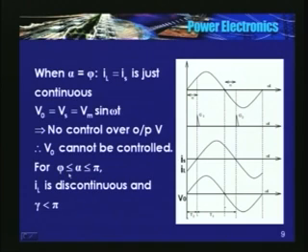Whereas if alpha is greater than phi, IL is discontinuous. So current becomes 0 here, and the thyristor may be triggered somewhere here, and current starts increasing. So during this period you will not have any current. So during this duration T1 is conducting, and the conduction period for each device is pi radians.